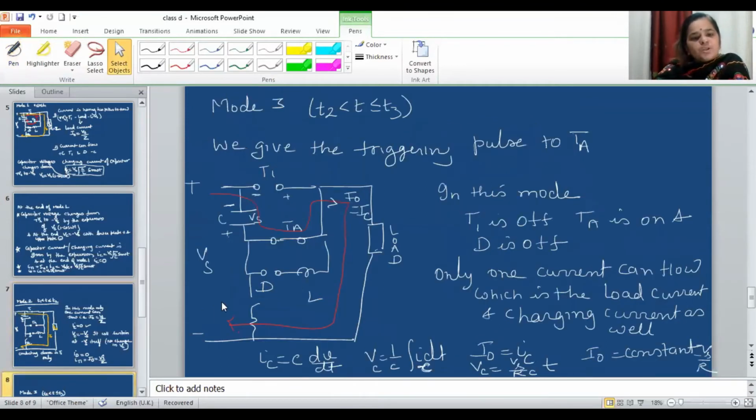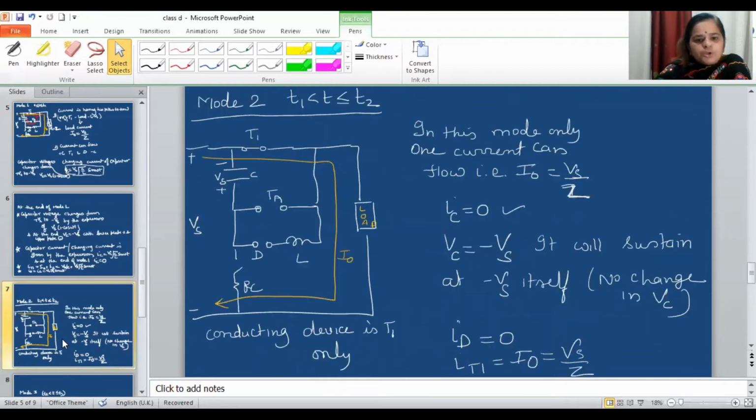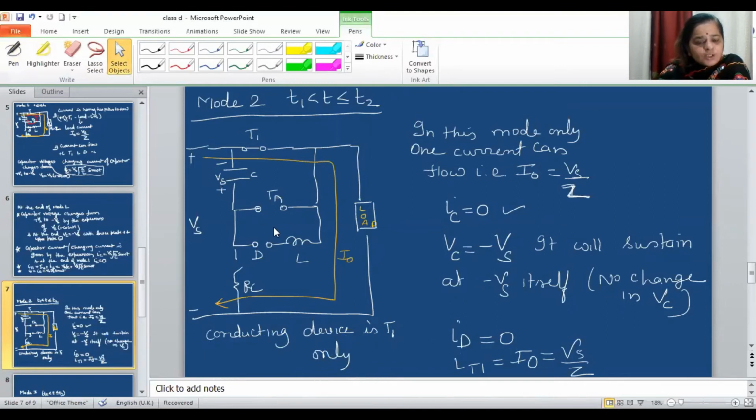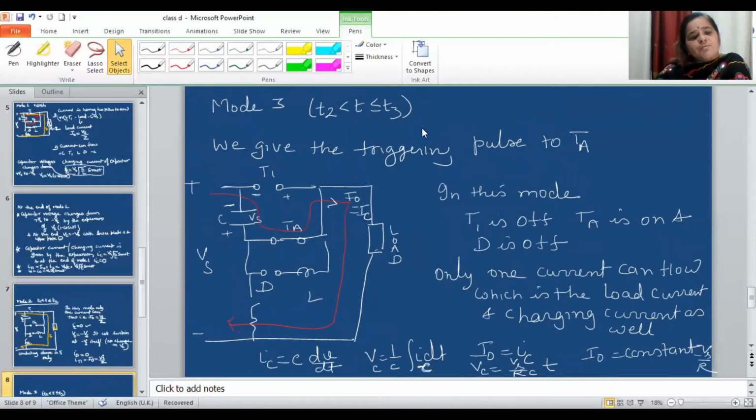Now let us talk about mode 3. Mode 3 exists from T2 to T3. In mode 2 itself, TA was forward biased due to this capacitor voltage, but it was not conducting as the firing pulse was not given to it. But in the beginning of mode 3, we give the triggering pulse to TA also. As we give the triggering pulse to TA, it becomes a short circuit. Now due to this short circuit, this capacitor voltage through the TA short circuit is appearing across T1 as a reverse bias voltage.